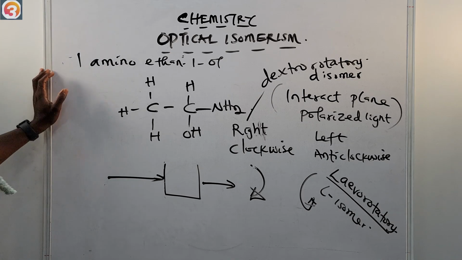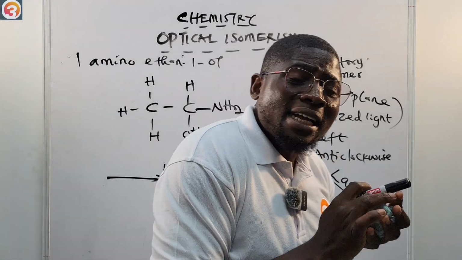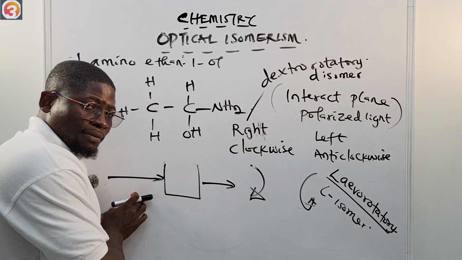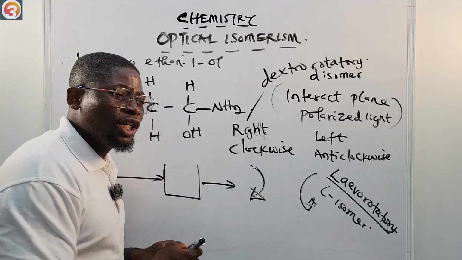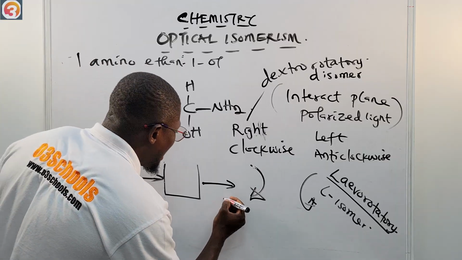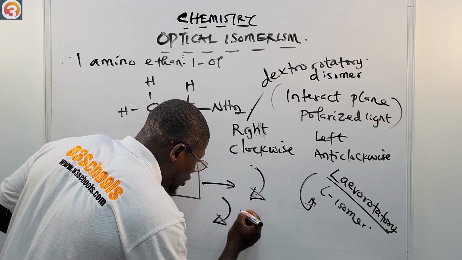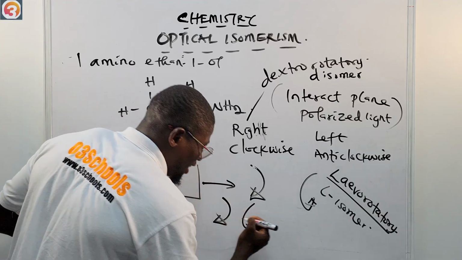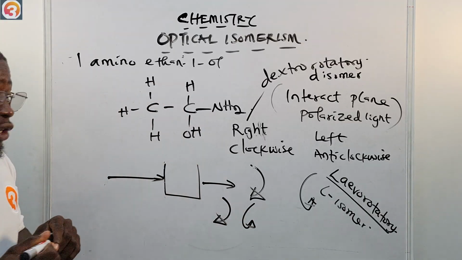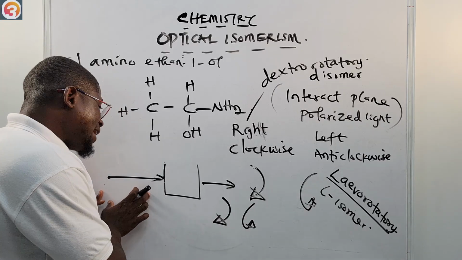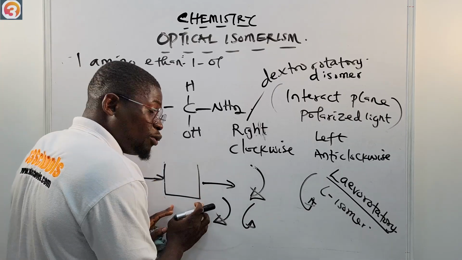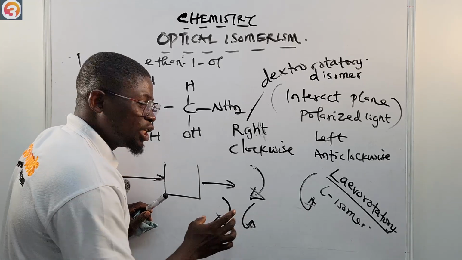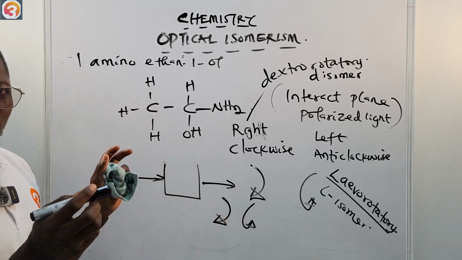So we're able to effectively see the difference in how enantiomers interact with plane polarized light. But in some other conditions, once we pass plane polarized light through an enantiomer, it will not rotate it to the left or to the right. So in some other cases, once you pass plane polarized light through a sample of an enantiomer, it will not rotate it. In fact, the effect of the rotation will cancel out.